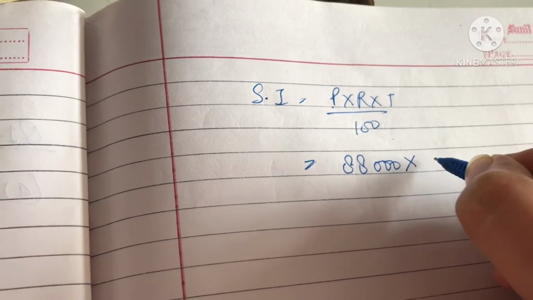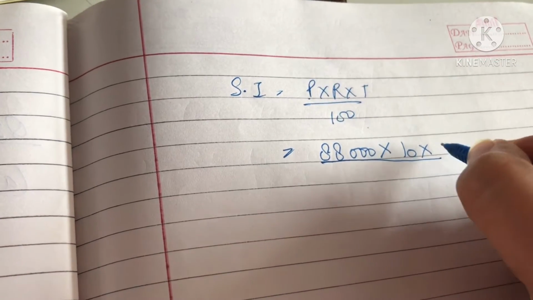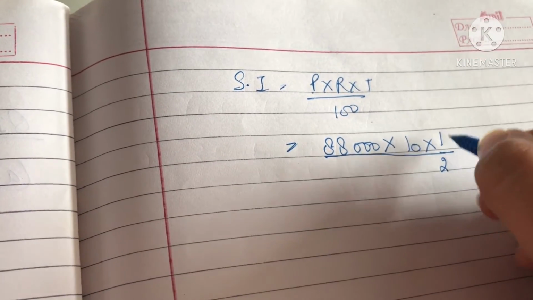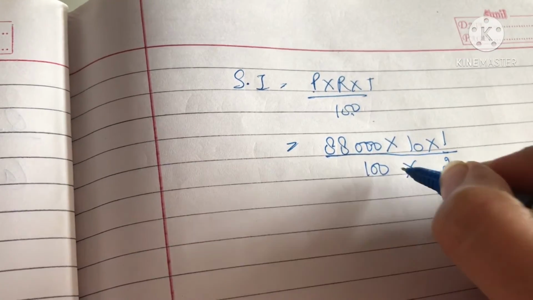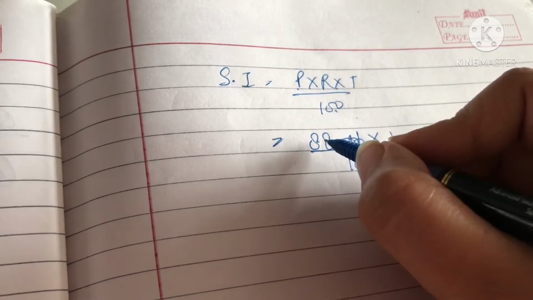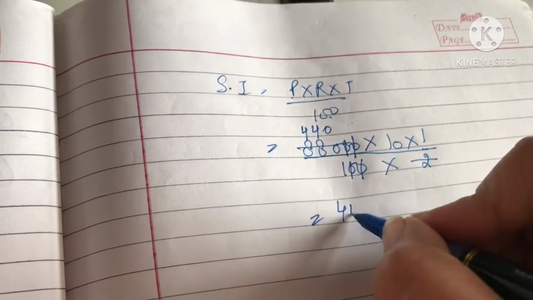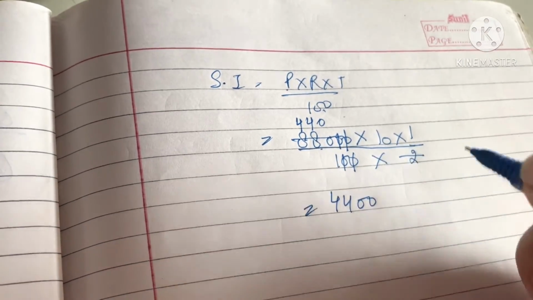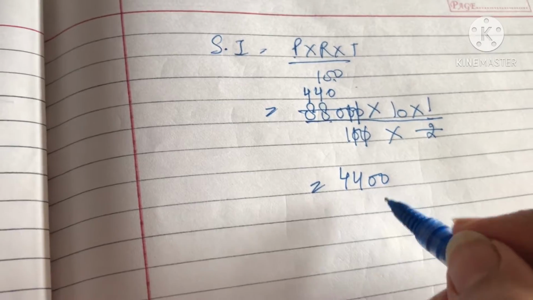So here we have 88,000 into rate of interest, which is the same, 10%. Time period will be 1/2 because it is half of the year. 100 is already there. Now solve it. 2 4s are 8, 2 4s are 8, 0, 4 4 0 0. So this is the simple interest for the half year after 1 year.